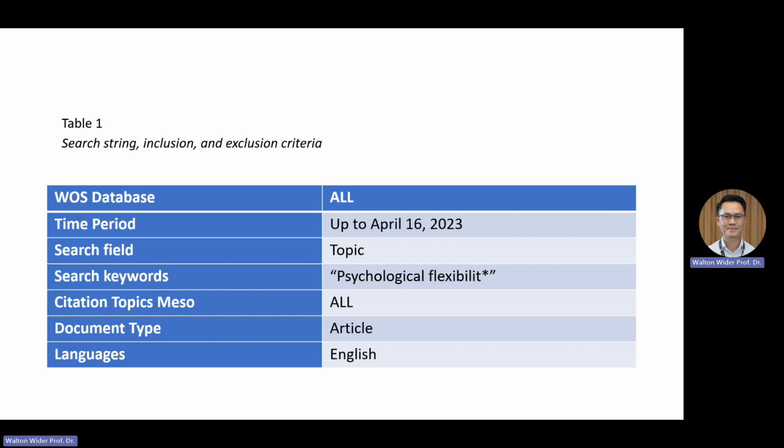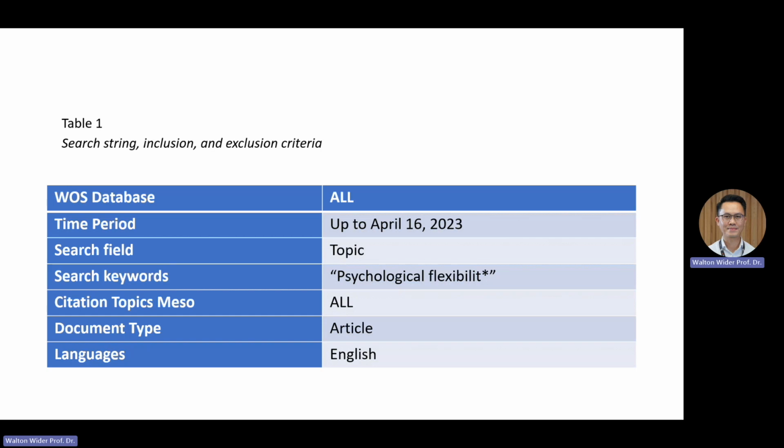All right. So in terms of search field, the search used the phrase psychological flexibility with an asterisk symbol in order to capture all related terms and phrases that stem from this root word. The search was conducted in the topic field of the database, which typically includes titles, abstracts, and also keywords. This is to ensure a focused yet comprehensive retrieval of the documents.